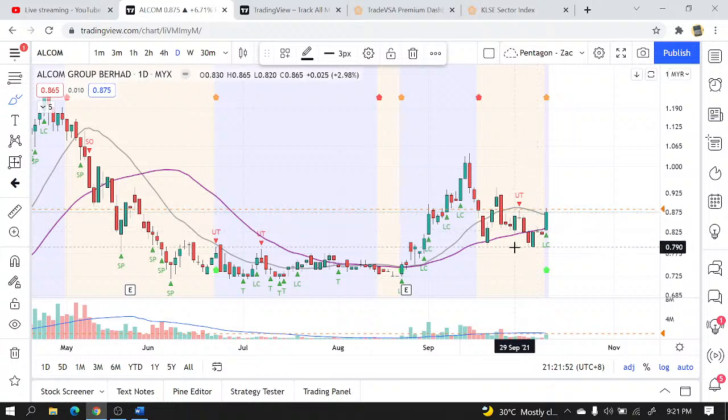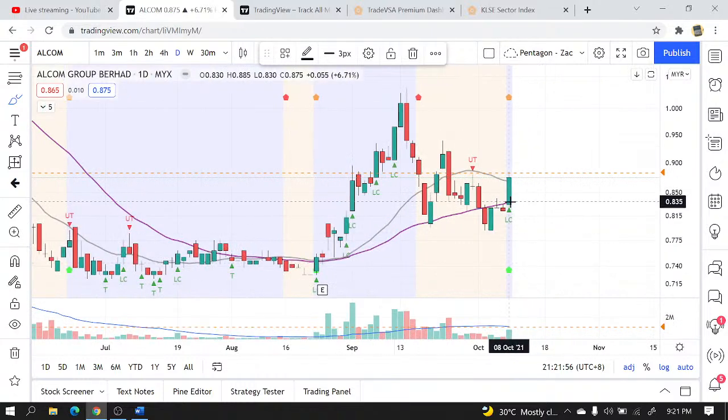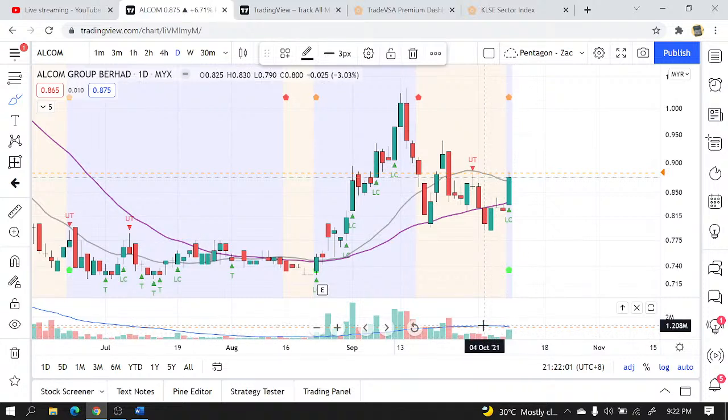Okay, the purple is 40, the gray is 20. Green pentagon increasing volume, and before this green pentagon, notice the volume is so low. Okay, again, low volume above 24 usually is a good sign, right? Usually is a good sign.